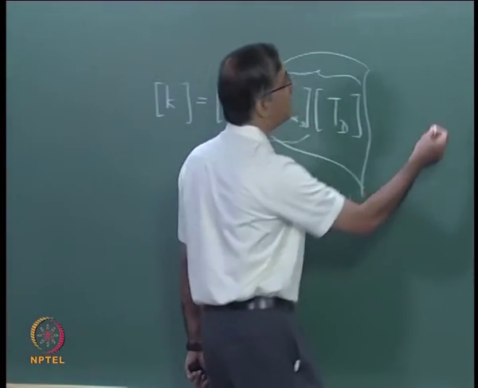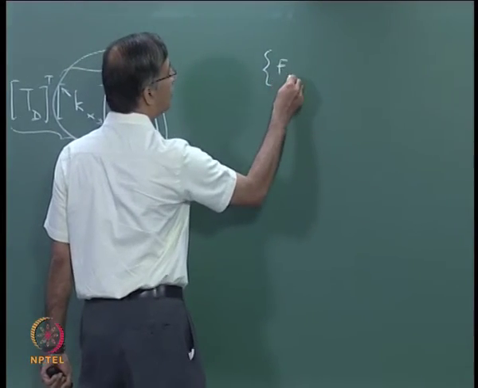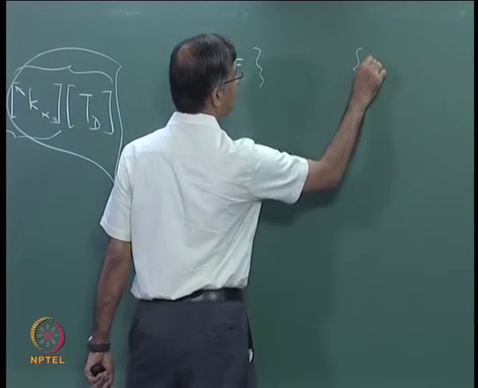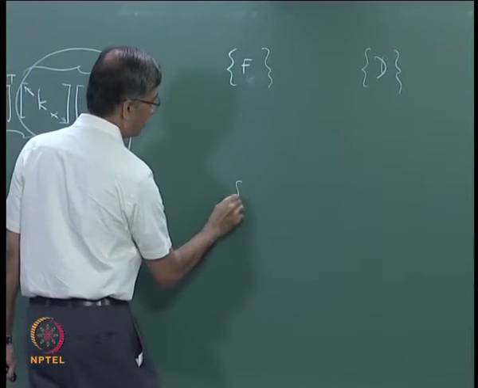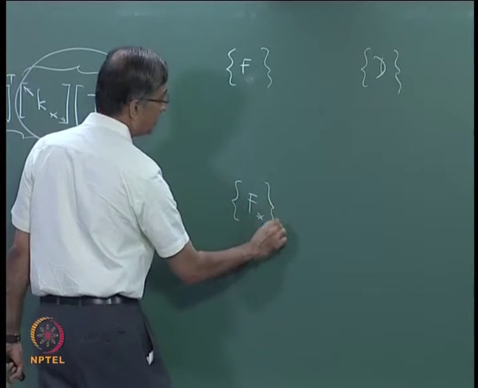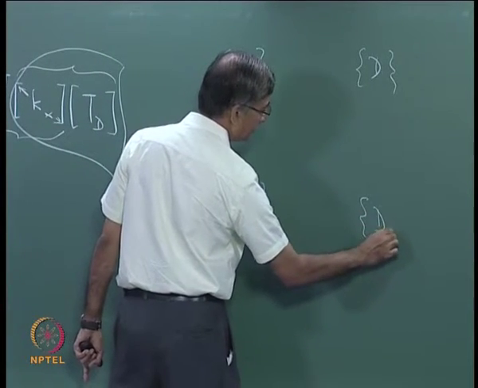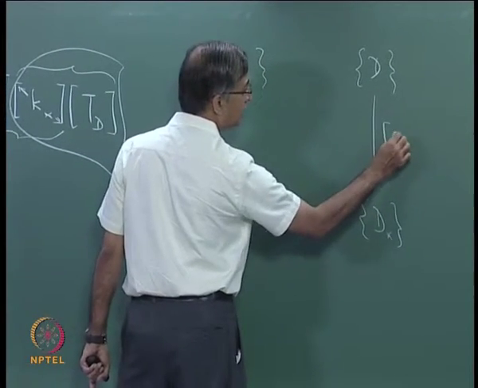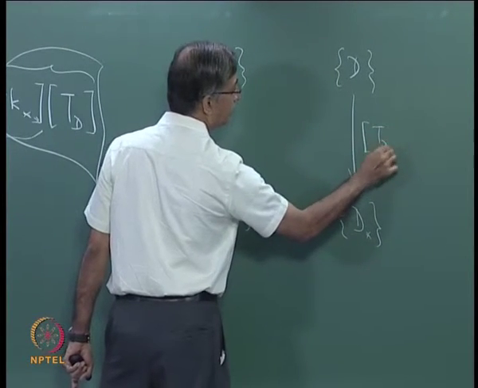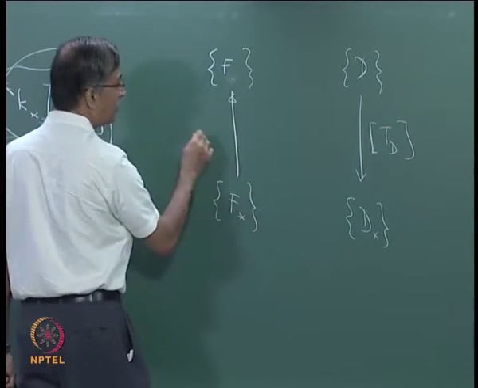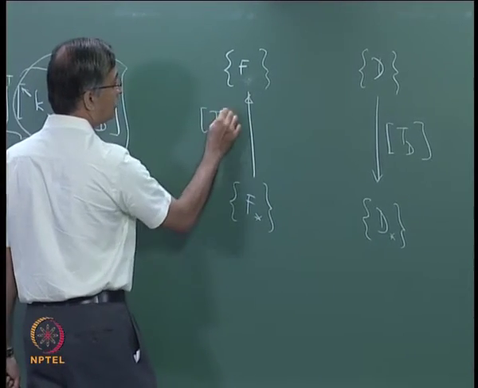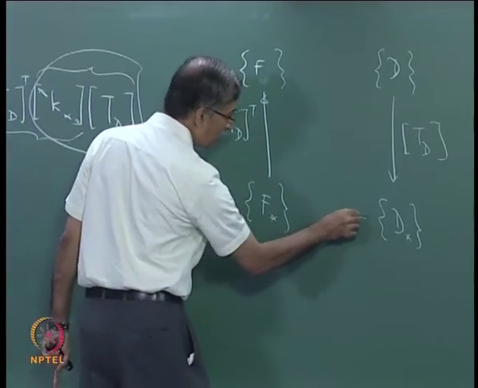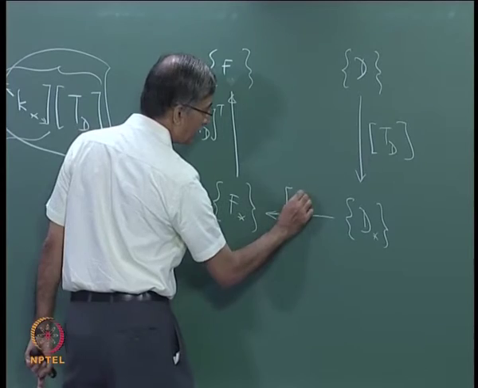How does it happen? Well, if you look at the big picture, you have the structure, you have F star, you have F and you have D, and you've got F star and you've got D star. This transformation is given by what matrix? TD. This transformation is given by what matrix? What is this principle called? Contragredient principle. What is this relationship? K star.